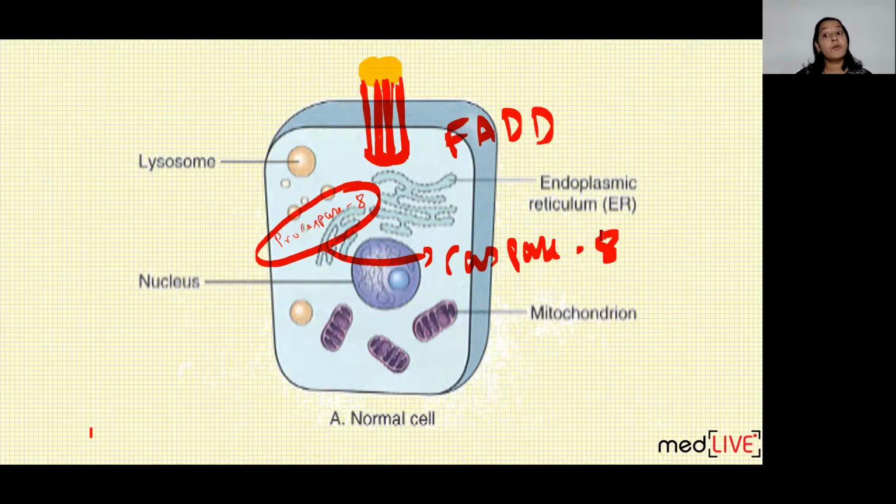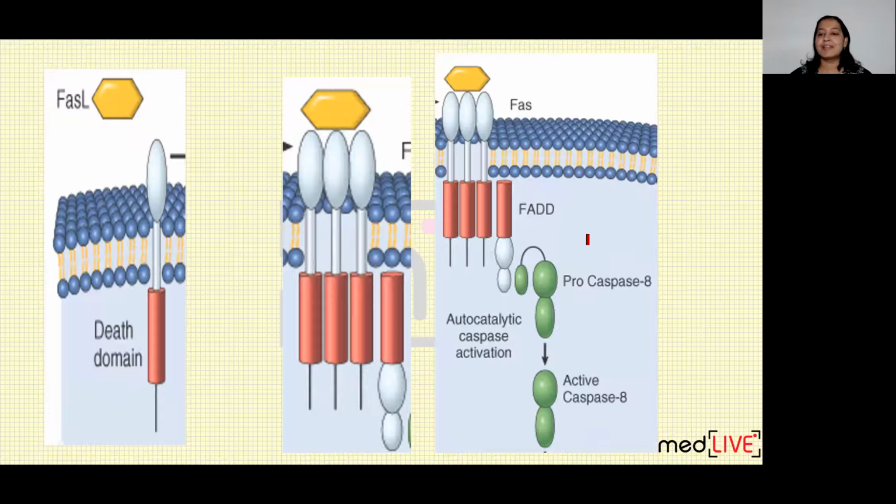So that was all about the initiation phase of the extrinsic pathway. What happens next after the activation of caspase 8, I will tell you later on in the execution phase. Correct? So this is the initiation phase. This is a diagram from Robbins and Cotran. Very good book. You can see in this diagram.